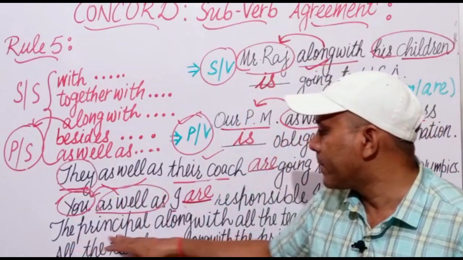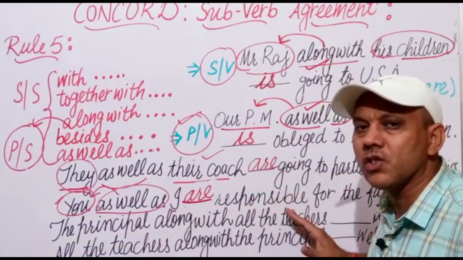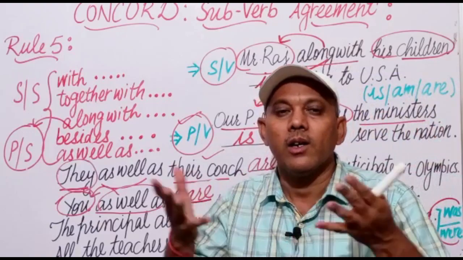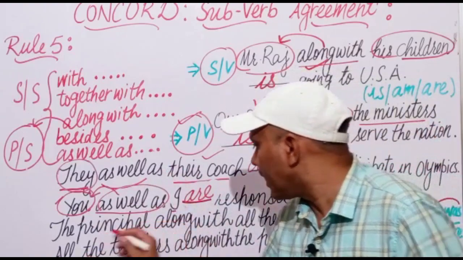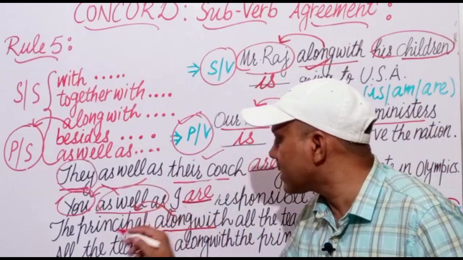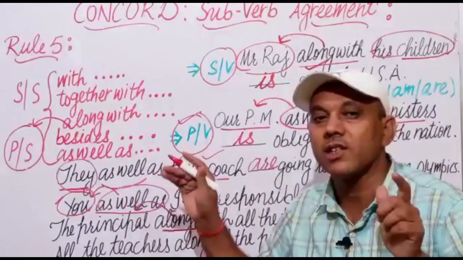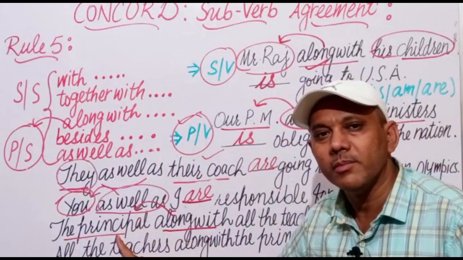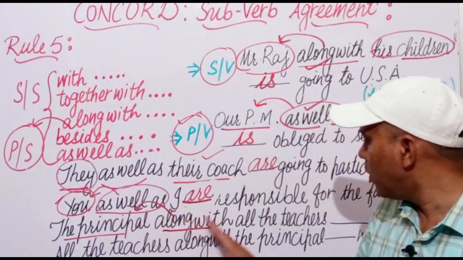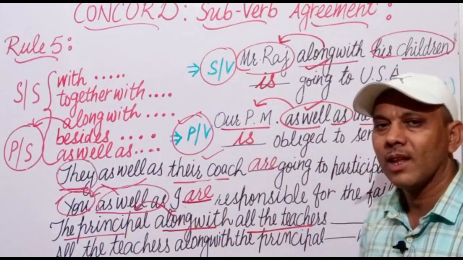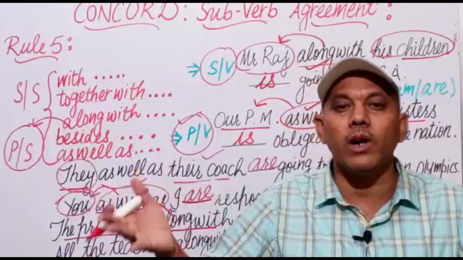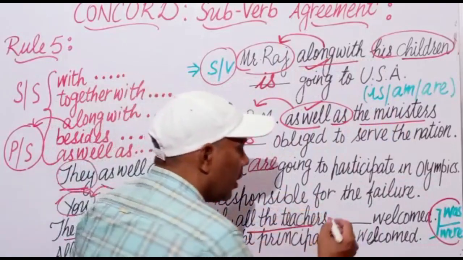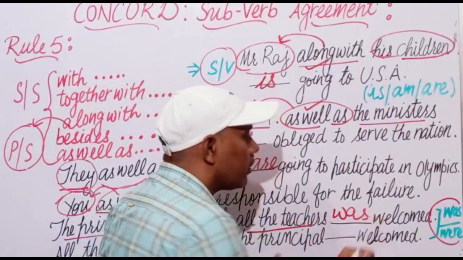You as well as I are responsible for the failure. Next is the principal along with all the teachers dash welcomed. किसी फंक्शन में उनका स्वागत किया गया. Along with is preceded by the singular subject, the principal. We shall use a singular verb. The principal along with all the teachers. यहां हमें टीचर्स देखकर प्लूरल वर्ब यूज नहीं करनी है. The principal along with all the teachers was welcomed, not were.